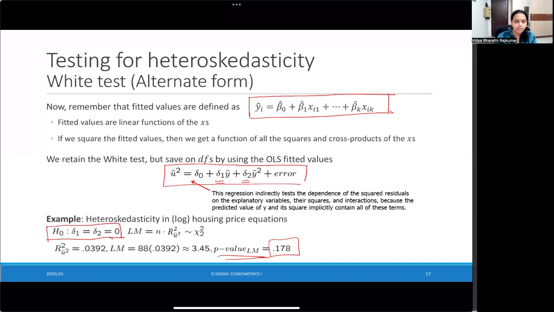So that brings this section to a close. In the next set of videos, we're going to cover another method of accounting for this heteroscedasticity issue, called the weighted least squares method. So I'll see you in that video.